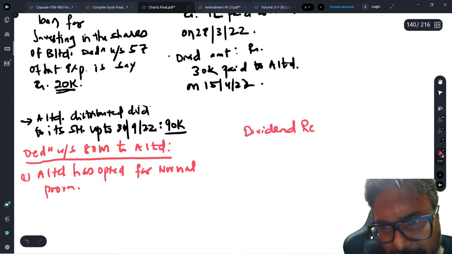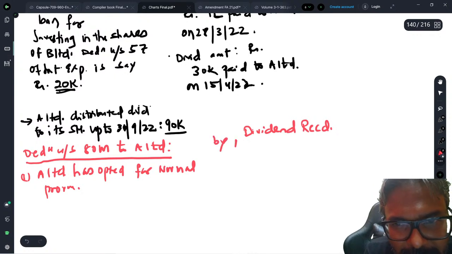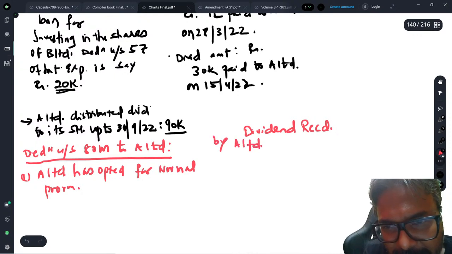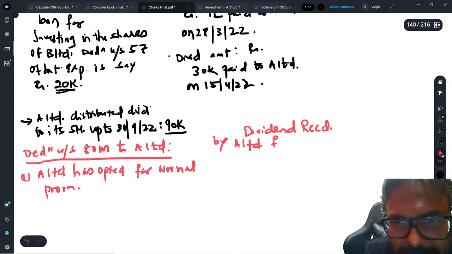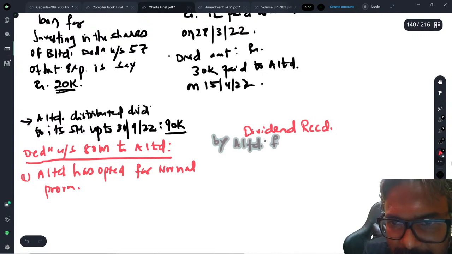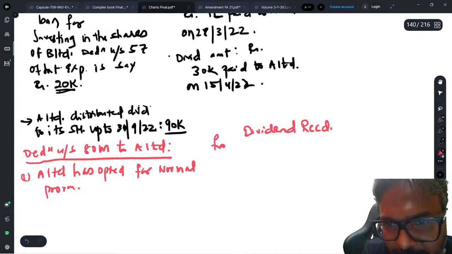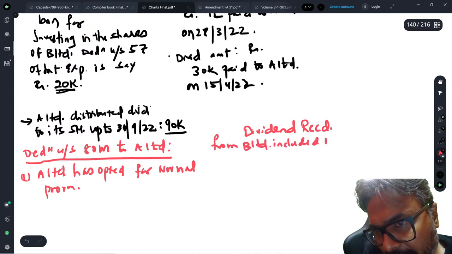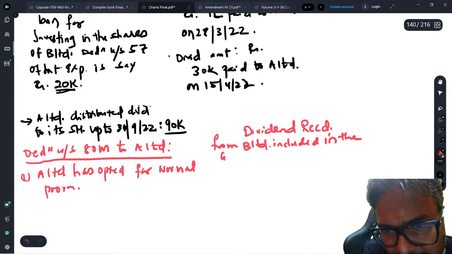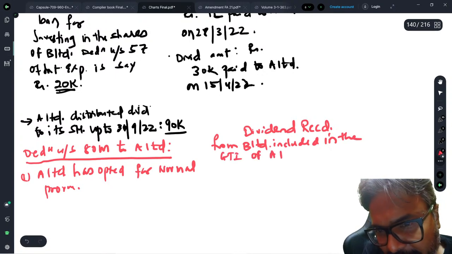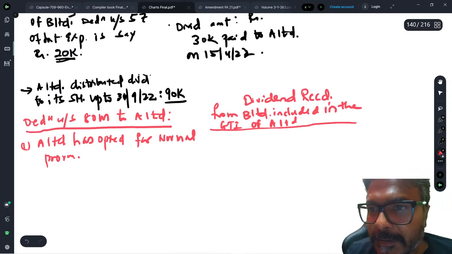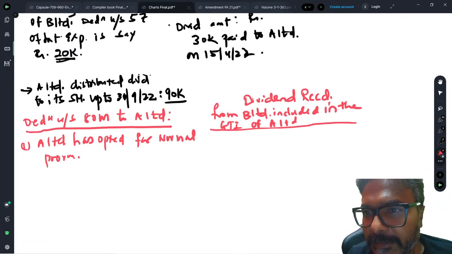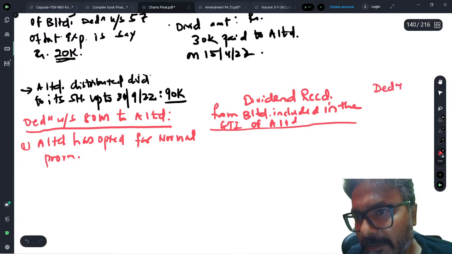Dividend received by A Limited. Dividend received from B Limited included in the GTI of A Limited. And last is deduction under section ATM.